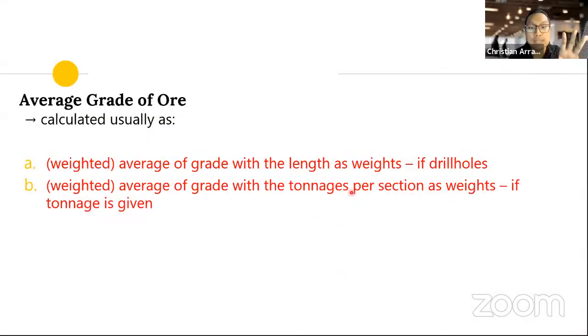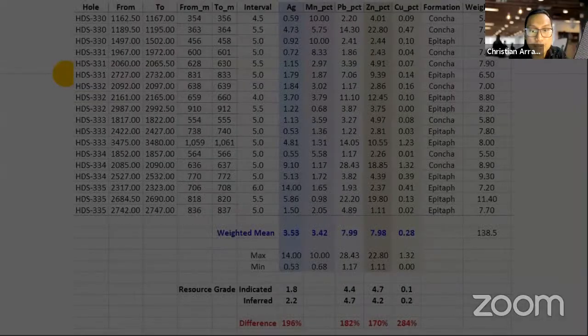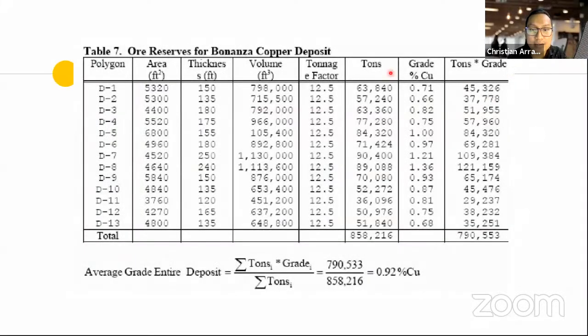Doon tayo sa B. Kapag naman tonnages yung weights. I'll show you an example dun sa pangalawa, no? So, ito tayo. Kapag tonnage, nasaan yung tonnage? Ayan, tonnage and grade, multiply nyo yung tonnage sa grade. So, ito yung sagot. Ito yung mga i-multiply. Lahat ng tons multiply by the grade. So, ito siya. Tapos, add nyo yun. Tapos, divide that by the total tonnage. Ito, kaya yan. 790,000 divided by 858 to get the average grade of the entire deposit, which is 0.92.